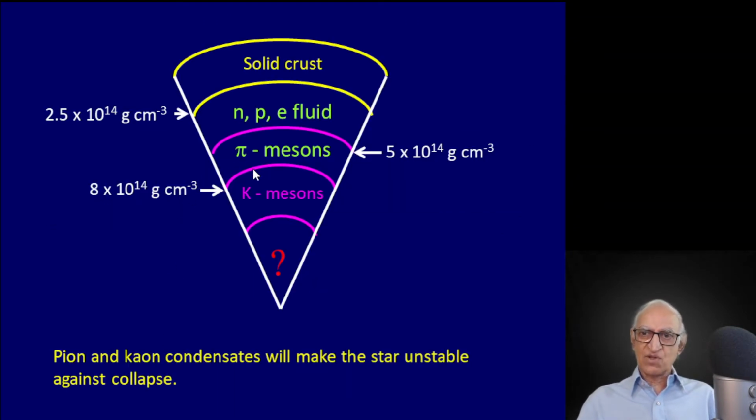Now, if pi mesons and k mesons do occur in a neutron star, then it will make the neutron star highly unstable against collapse, because k mesons and pi mesons obey Bose-Einstein statistics, and therefore they can condense into a state of zero momentum and therefore zero pressure. Therefore, the pressure that was supplied by the electron disappears and the pressure becomes zero. Therefore, the neutron star can collapse to a black hole. But so far, there is no evidence to suggest that pi mesons and k mesons do occur in the neutron star.